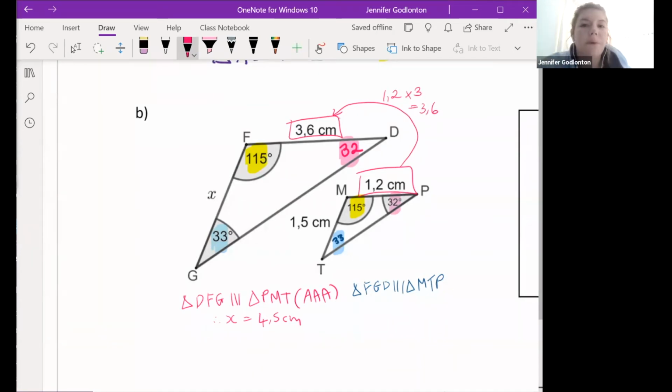Now, whatever we do to one side, we would have to do to all of our sides because they are in proportion. So let me get a different color so you can see. If I look at my 1.5, and I'm trying to find this one over here, I would say 1.5 times 3, and that's going to give me 4.5. And so that's telling me what my X value is going to be. I hope that makes sense. If it doesn't, let me know.